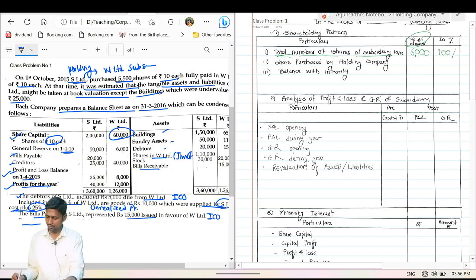Total always means 100%. Then shares purchased by holding in subsidiary company. How many shares have you purchased? Numbers. 5,500 shares. You will get this in the investment or somewhere in the additional information. Here it is not given on the balance sheet under investment, but given in the information. From that you will get 5,500 shares. And then how many shares are balance with minority? Always you can calculate like this: total number minus shares purchased by holding in subsidiary. 6,000 minus 5,500. That means 500 shares are with minority.